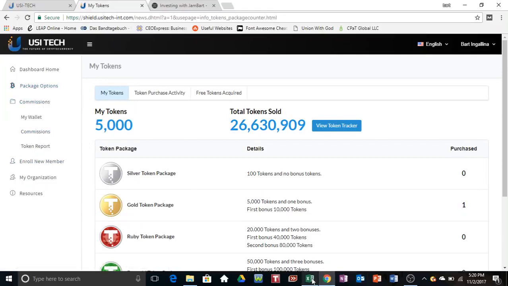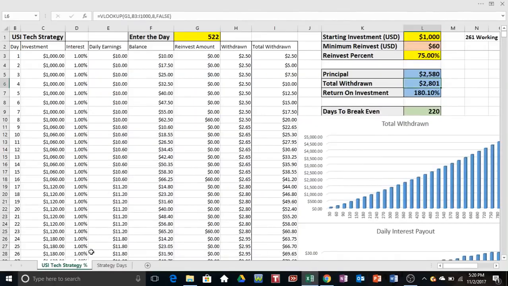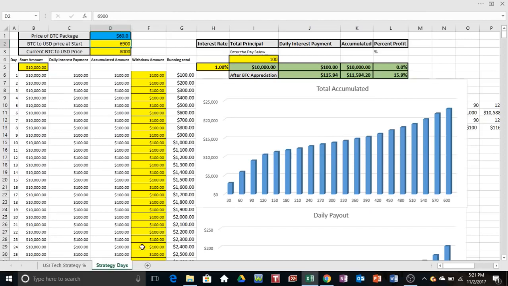Going back to, okay, so let's say you don't like the percentage withdraw, and you're like, I don't want to deal with that percentage withdraw. I just want to withdraw on the days that I want to withdraw. Let's say you just want to do Fridays, right? Okay, well, this calculator also accounts for that.